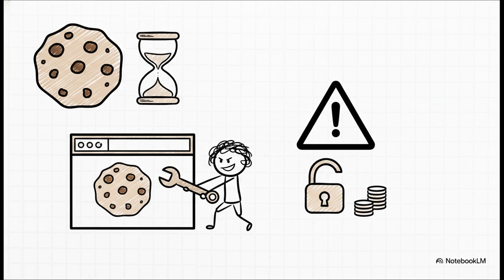But, and this is a massive warning sign, because cookies live on the user's computer, anyone can just open their browser's developer tools and change the cookie's value. Because of that, you should only use cookies for harmless stuff, like remembering a dark mode preference. Never ever store sensitive things like passwords or account balances in a cookie. Seriously, just don't do it.